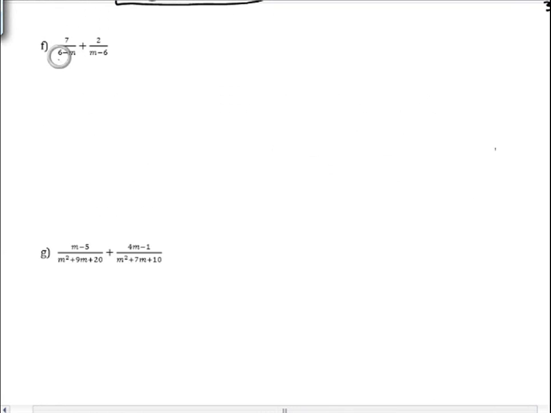Example F, 7 over 6 minus m plus 2 over m minus 6. The denominators are very similar, but they're a little bit different because this one is 6 minus m and this one is m minus 6. And remember, it does matter what order we subtract things in. With addition it doesn't matter, but with subtraction it does.